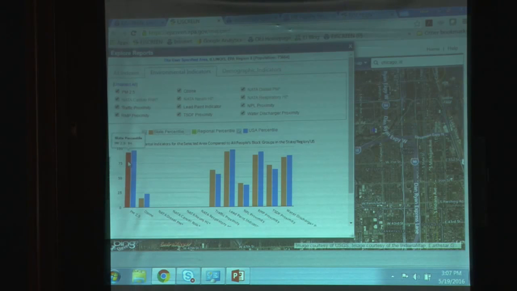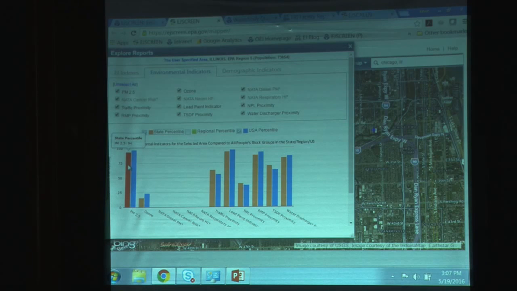But a lot of the times you might see, for example, that PM2.5 could be at the 40th percentile nationally, but at the 99th percentile compared to the rest of the state. And so what that will tell you is within the state, this is a very high value. But compared to the rest of the nation, it's not that high of a value.